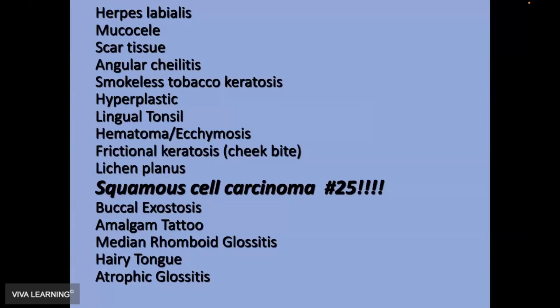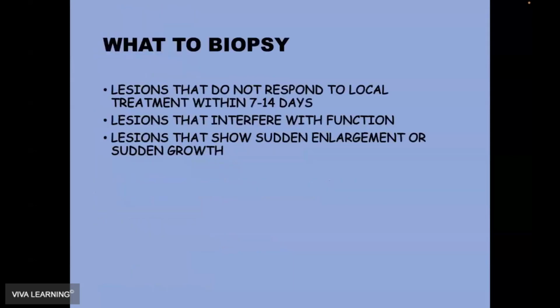The 25th most common lesion that dentists see is a squamous cell carcinoma. That means when you look at lesions, the odds of it being cancerous is extremely remote. The first 24 types of lesions that you'll see are perfectly benign. So you don't have to worry about possibly getting involved with biopsying something that's malignant. And I'll discuss this more in a couple of minutes.